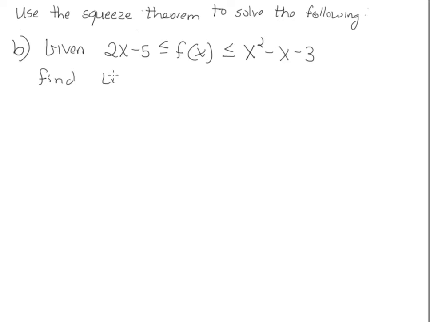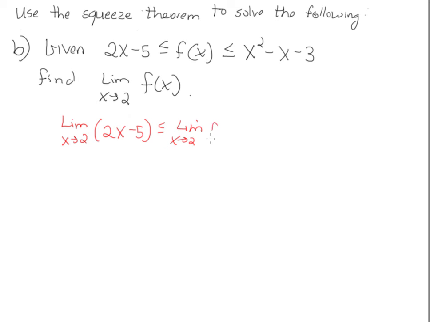Okay, in our second squeeze theorem problem, we're given an inequality of 2x minus 5 is less than or equal to f of x, which is less than or equal to x squared minus x minus 3. And we want to find the limit as x goes to 2 of f of x. So all I do is simply take the limit of the left, the middle, and the right-hand term of this equation. So the limit as x goes to 2 of 2x minus 5 is less than or equal to the limit as x goes to 2 of f of x, which is less than or equal to the limit as x goes to 2 of x squared minus x minus 3.